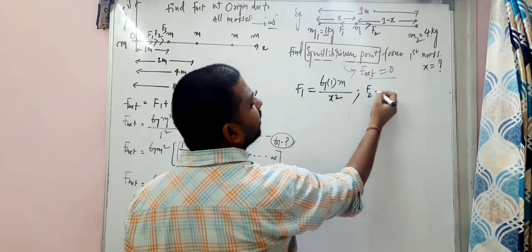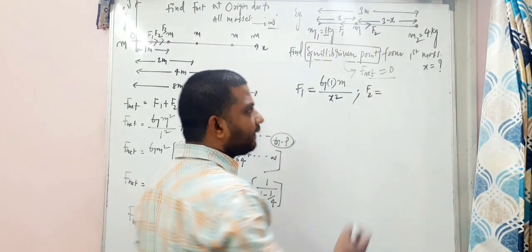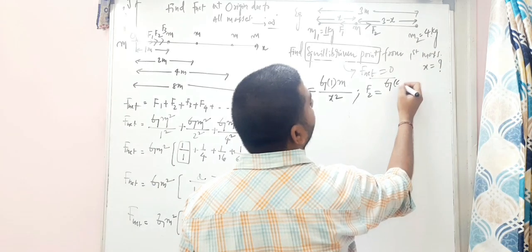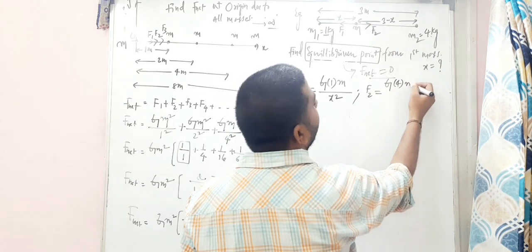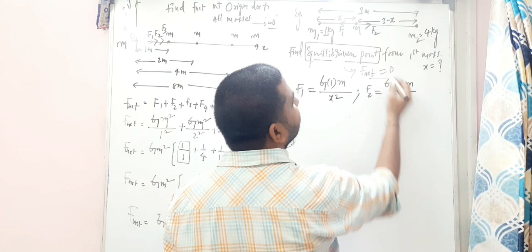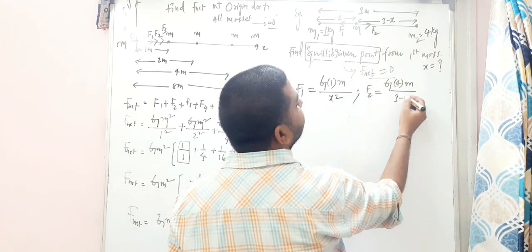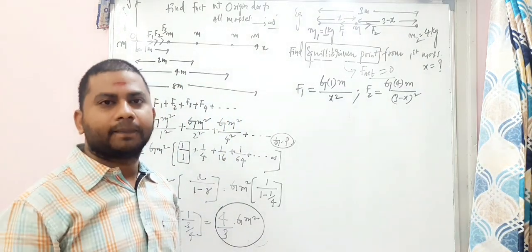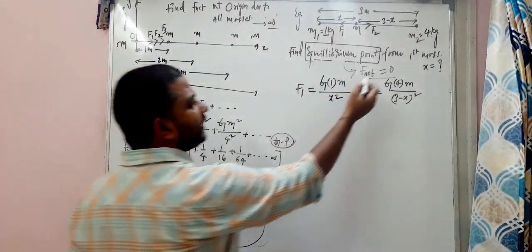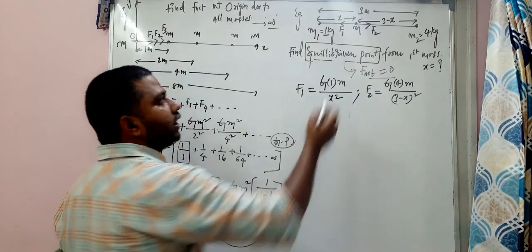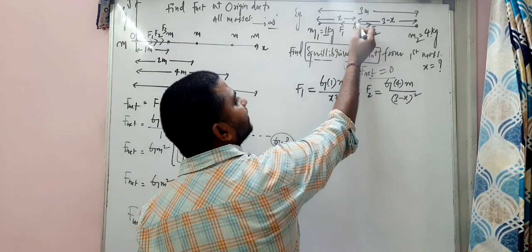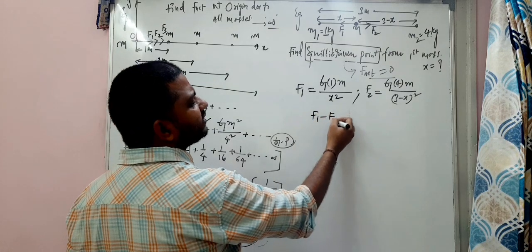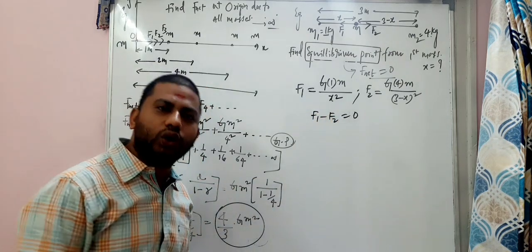So what is F2 here? F2 is G into the mass here, 4, into another mass, small m, divided by, what is the distance between small m and 4 kg? It's 3 minus x whole square, my dear students. Now, net force is 0. On this mass, two forces are acting in opposite directions. Net force is F1 minus F2 equal to 0.